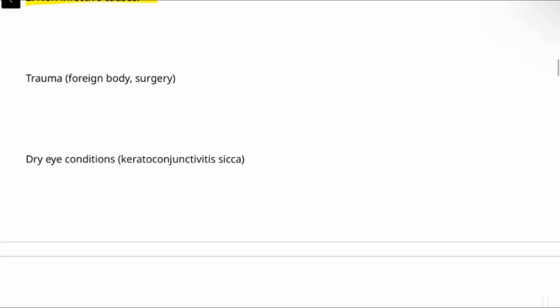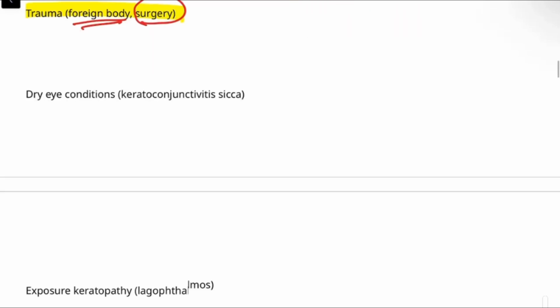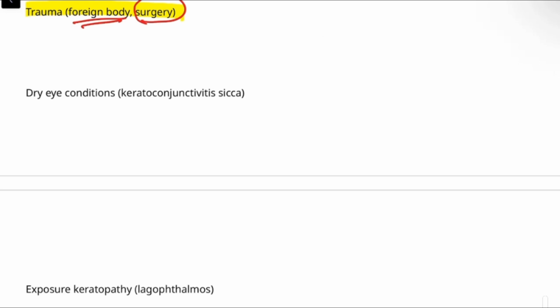So what are the non-infective causes for corneal ulcer? Mainly trauma. And when we say trauma, imagine a road traffic accident has happened and the patient was driving. When the glass has hit, his eyes were open and those glass pieces have come and caused corneal ulcer. That is a foreign body causing a corneal ulcer. Other than that, we perform some surgeries like phacoemulsification, and if there is an ulcer because of that, that is surgery. Other than that, dry eye conditions like keratoconjunctivitis sicca, like excessive use of mobile, you can say.